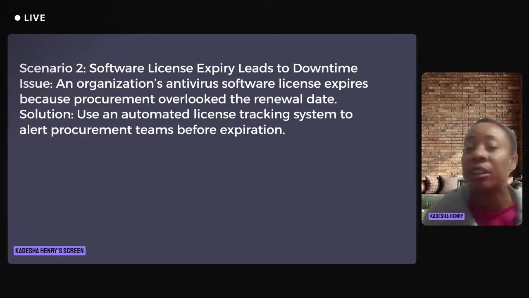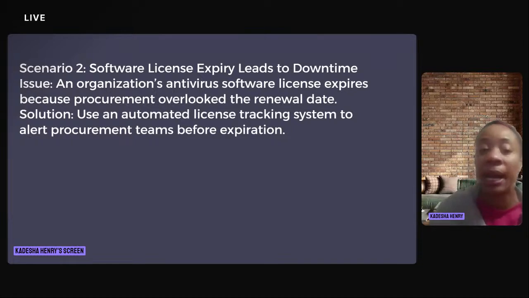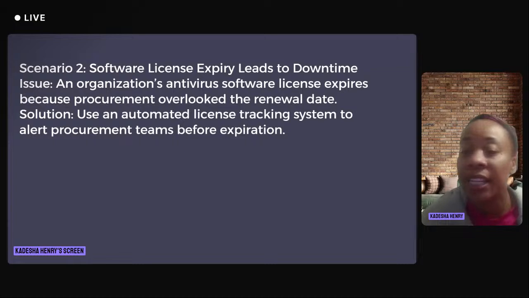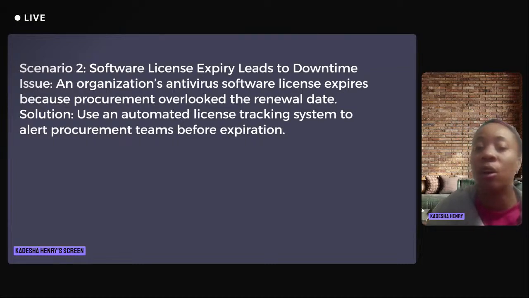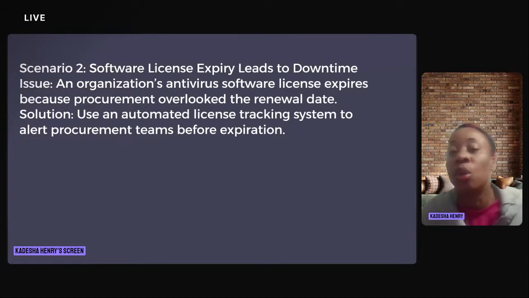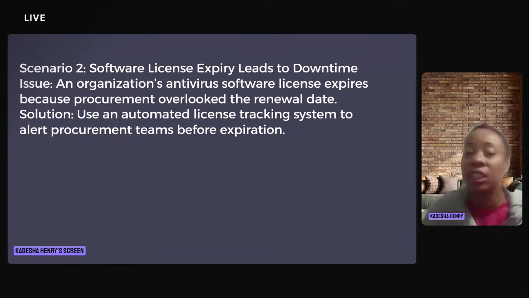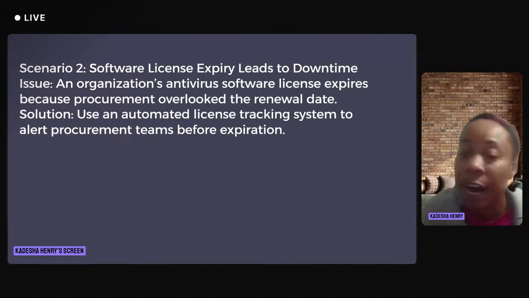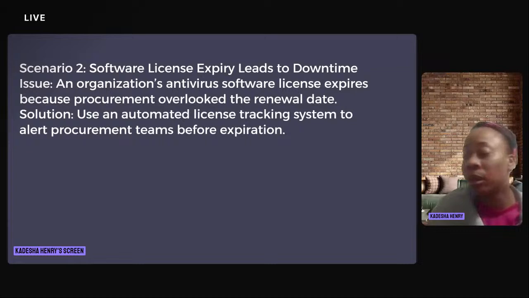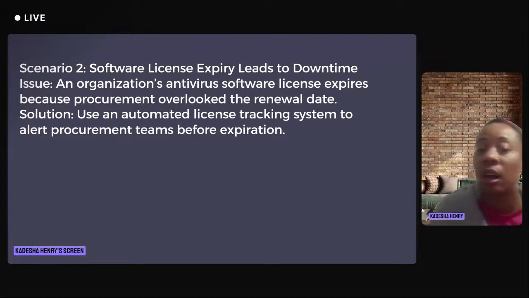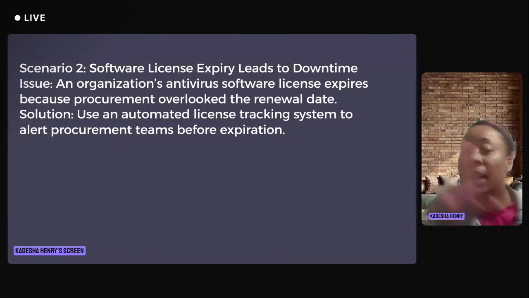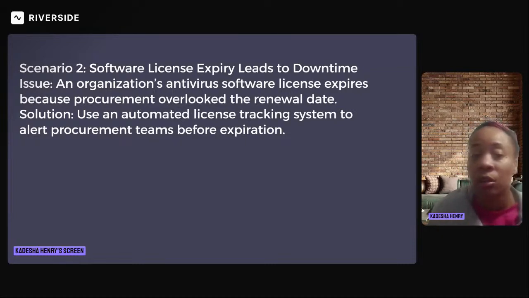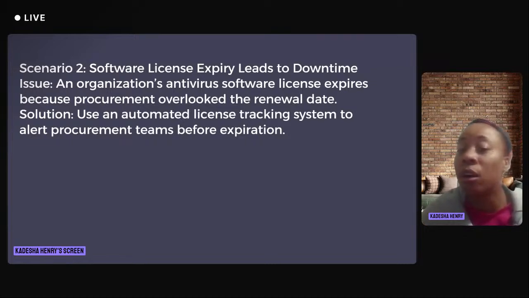Software license expiry leads to downtime. The issue: an organization's antivirus software license expires because procurement overlooked the renewal date, right? So as the person who is buying, you overlook the date. So here it is. You have an antivirus software license, or your vendor has a license to get this antivirus software, okay, but you went and bought from them and didn't realize that their license was expired, right? Because you, as a procurer, overlooked the renewal date.